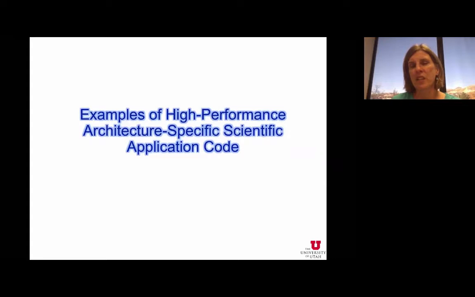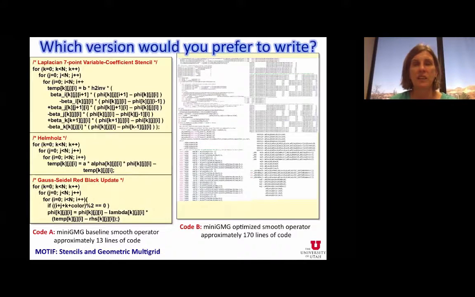So I'm gonna transition now and show you some real world examples of high performance architecture specific scientific application code that we've encountered in our research. Okay, so look at the code on the left and the code on the right. So these are functionally equivalent. Which one would you rather write? And these are just the sequential core of the code. And in the bottom left-hand corner, you'll see a little motif designation. I'm going to have a series of these kinds of codes, and I'll designate the motif that they come from.